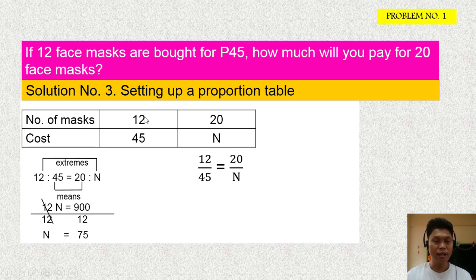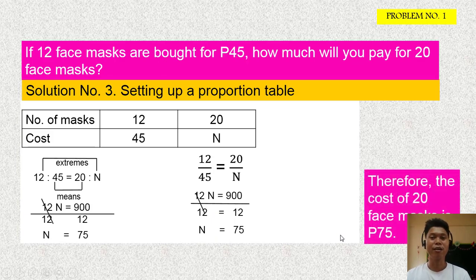Sulat nyo lang yan. 12 over 45 is equal to 20 over N. Then, cross-multiply. Kapag fraction form, cross-multiply ang gagawin mo. 12 times N is equal to 12N. Ganun pa rin naman. 45 times 20 is 900. And then, divide by 12. Ayan, divide natin ng 12. Para ma-cancel out to, magiging 1 na lang. And N is equal to 75. Therefore, the cost of 20 face masks is 75 pesos.